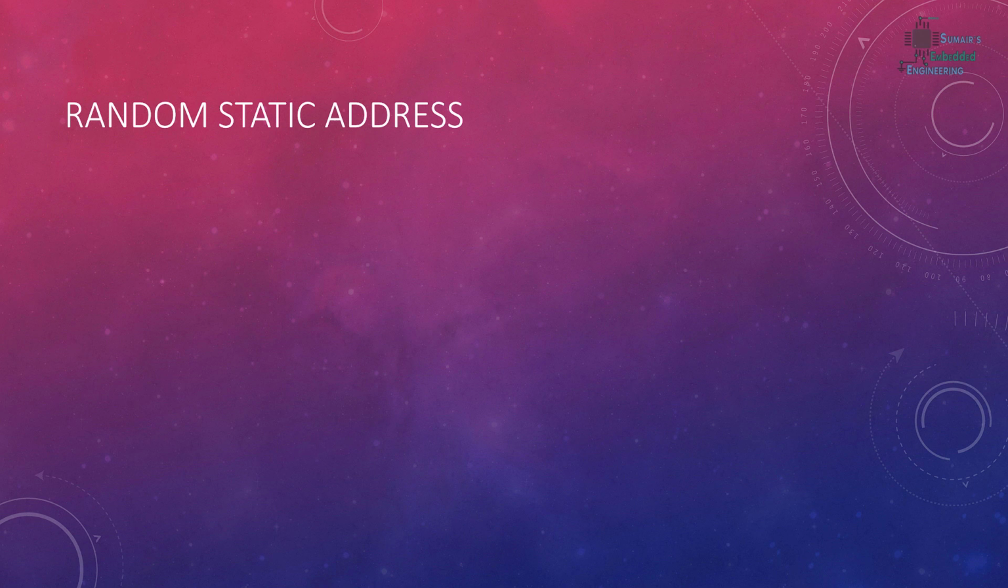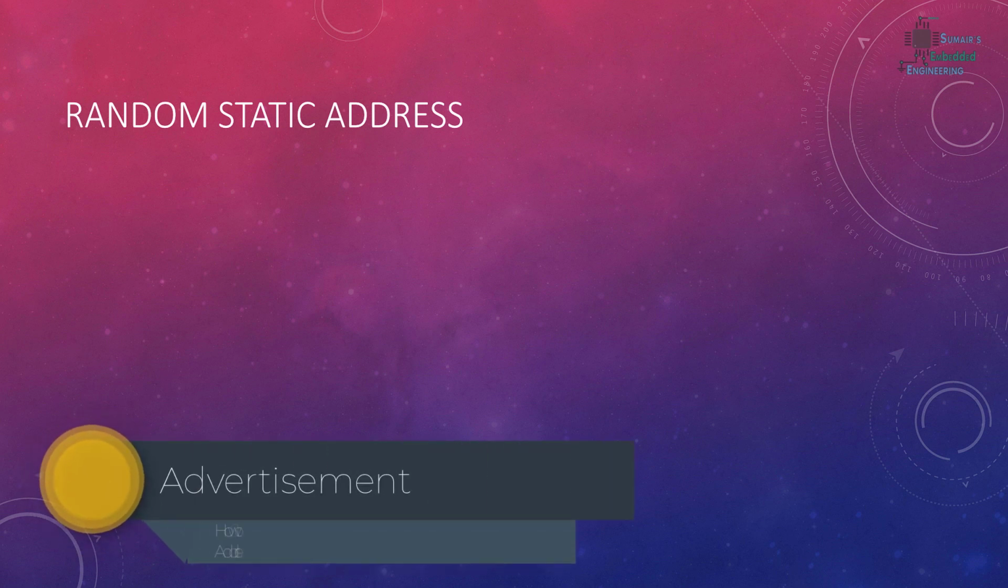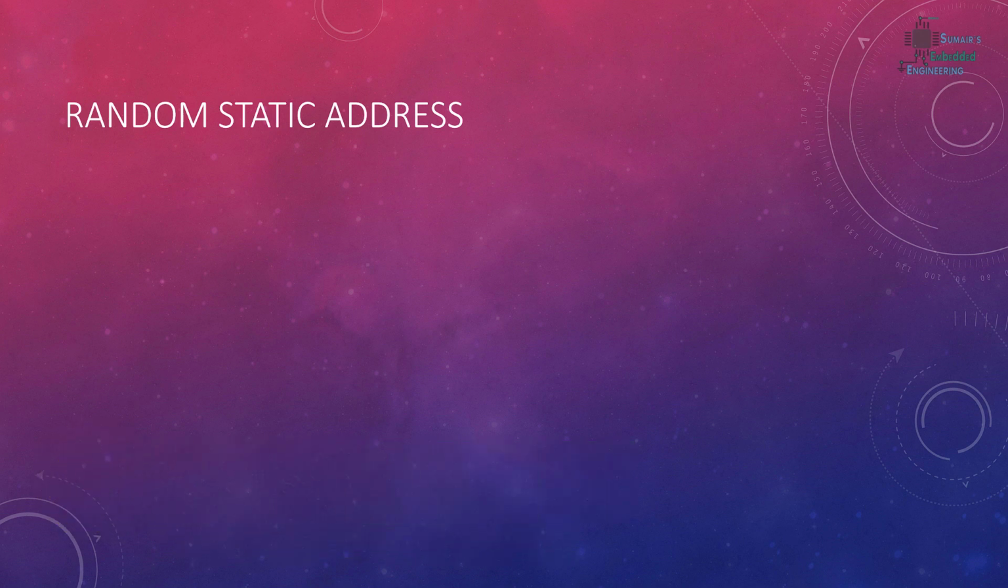Hi guys, welcome back. Today in this tutorial we are going to learn about the random static address, and this is a type of device address that we have seen in the previous tutorials. We have learned how the advertisement packets are formed and what the address types are. If you haven't seen my previous tutorial, just watch it. The link is up in the corner of this video. And now let's start our random static address.